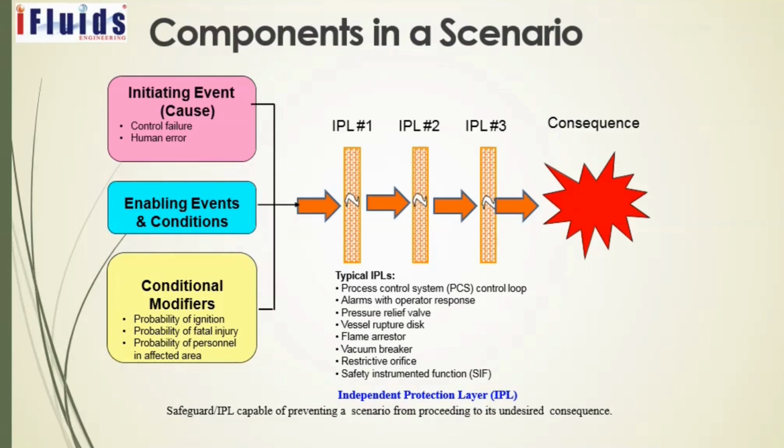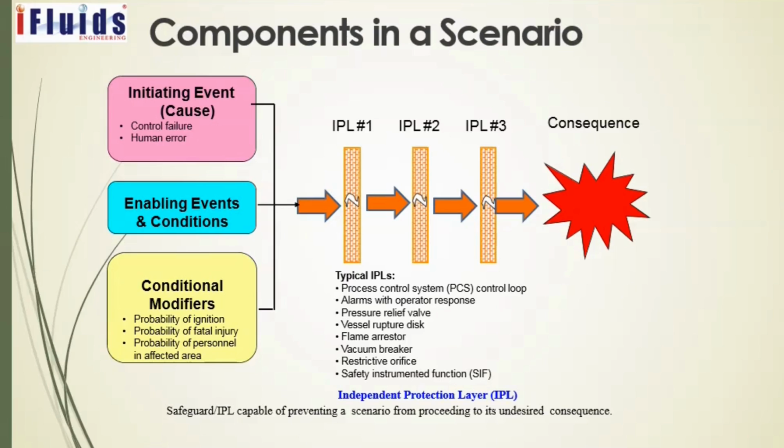So components in a scenario: initiating event, that is the cause. What is the cause for an event? A common failure or a human error. Enabling events and conditions, conditional modifiers: probability of ignition, probability of fatal injury, probability of personnel in the affected area. So all these are conditional modifiers. So we have three IPLs, independent protection layers. Number one, still there is a chance. Number two, number three. So finally comes the consequence.